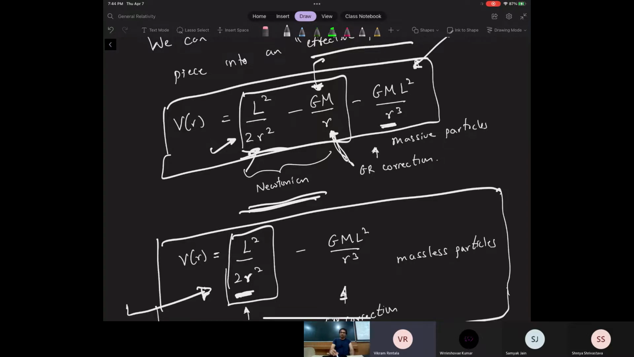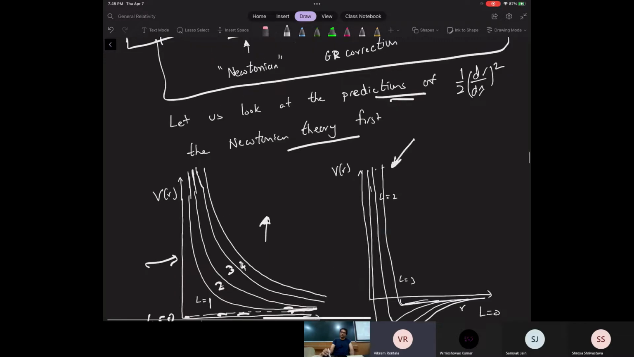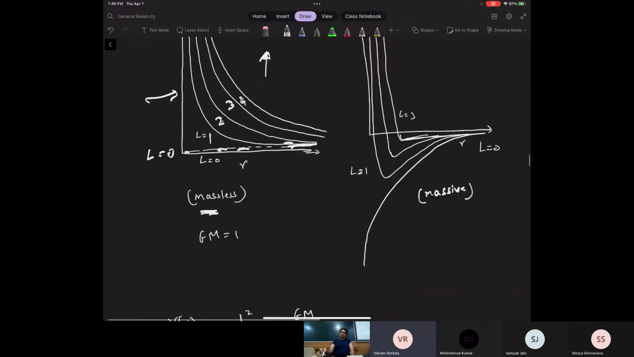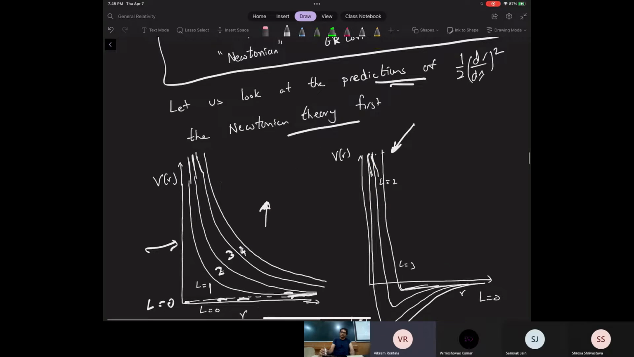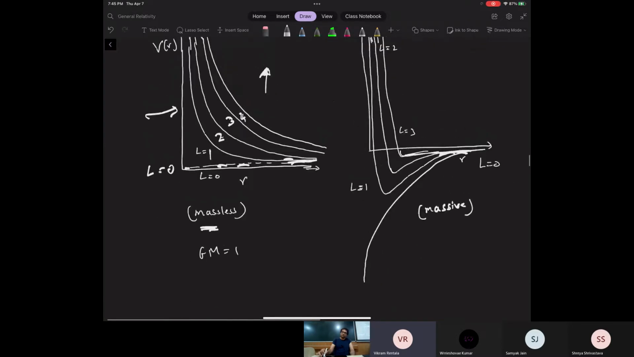So at very small r, I expect this to be falling off as 1 by r squared like this, and it should go to infinity as r goes to 0, because this term will dominate. But at large r, I expect the minus GM by r term to dominate. So I expect it to be of the form something like this, which approaches 0 as r goes to infinity, but it should approach it from the negative side.